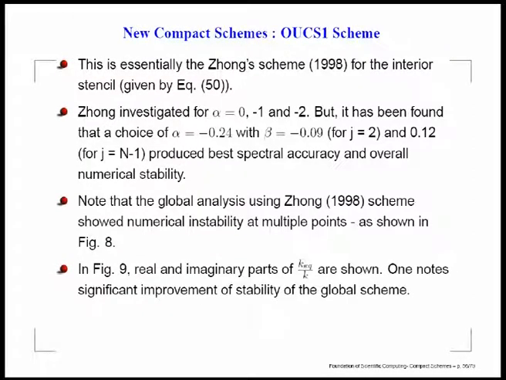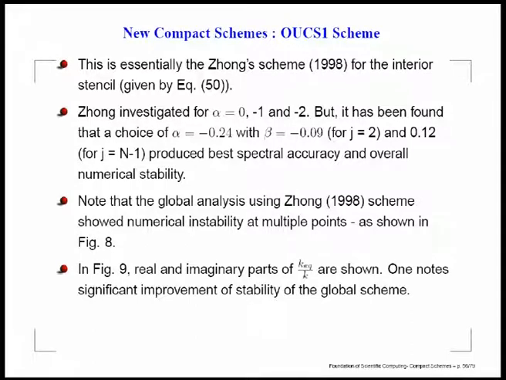So there are a series of methods proposed by us, and they are essentially dependent upon what others have already done. For example, this scheme that we are writing here as the OECS 1 scheme is nothing but removing all the problems of the Zong scheme, right? So we took the Zong scheme and we did not take such large values of alpha.